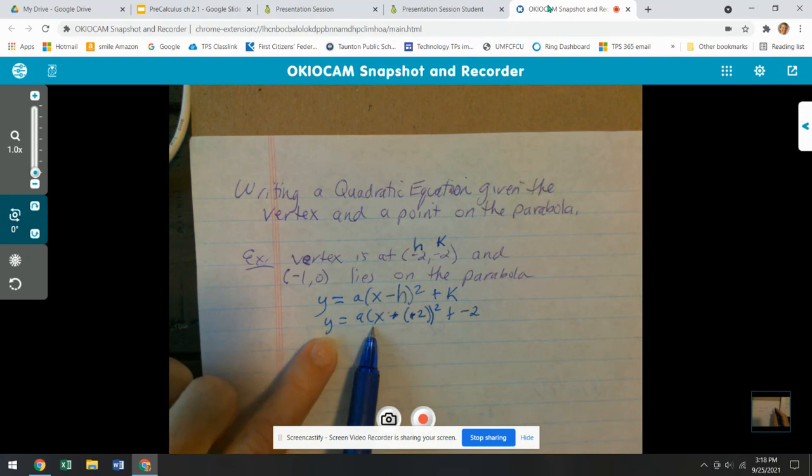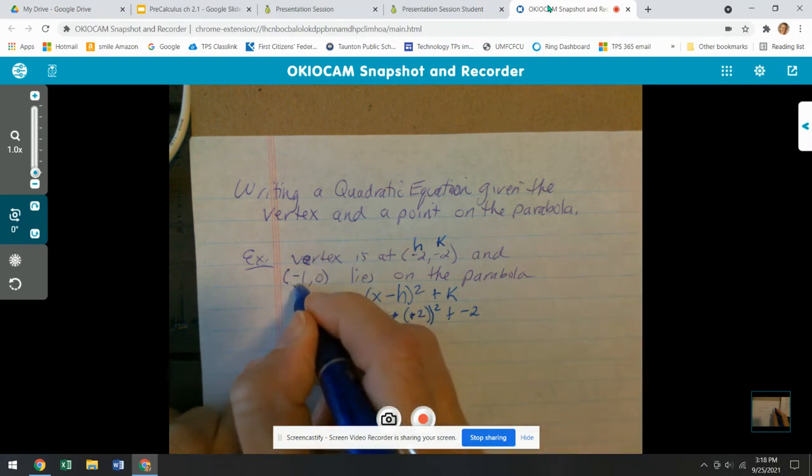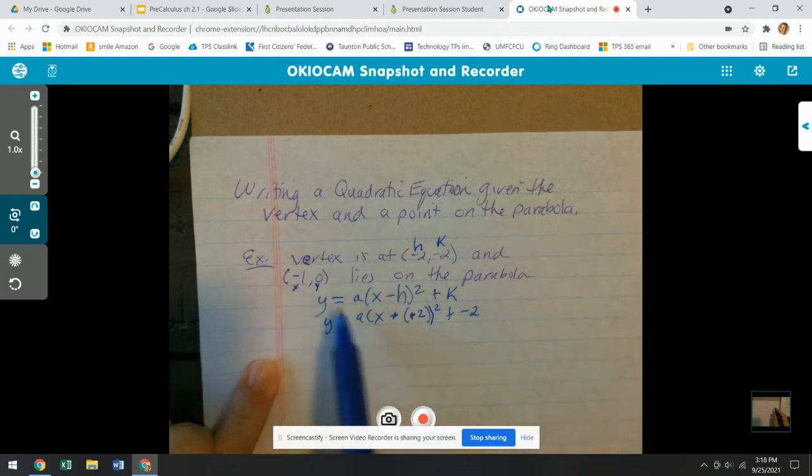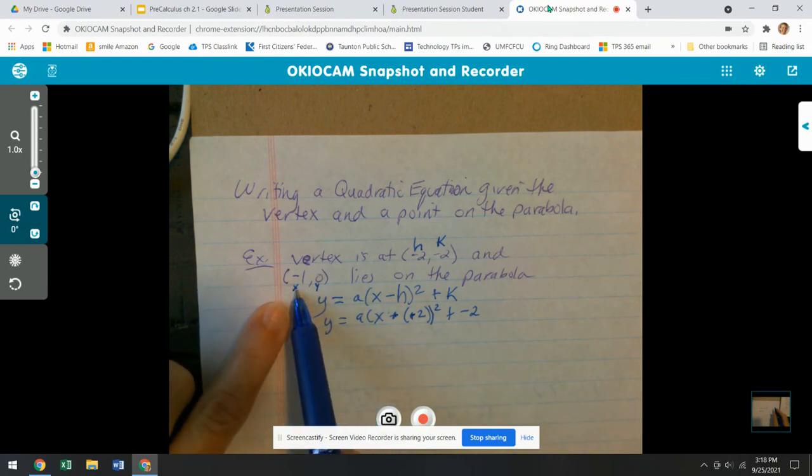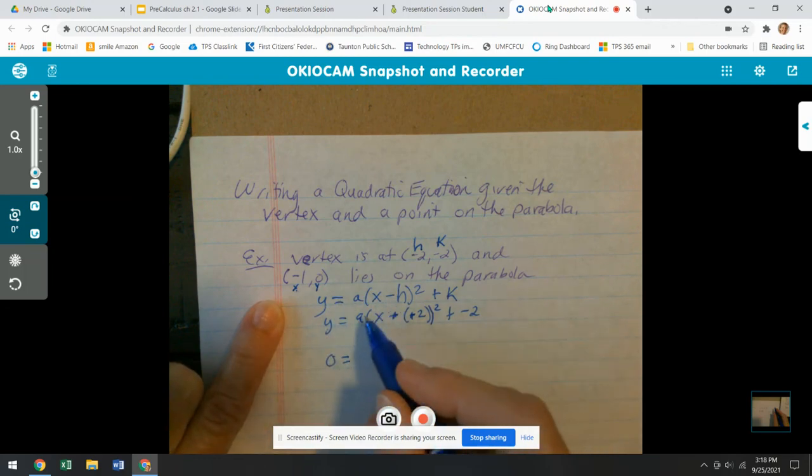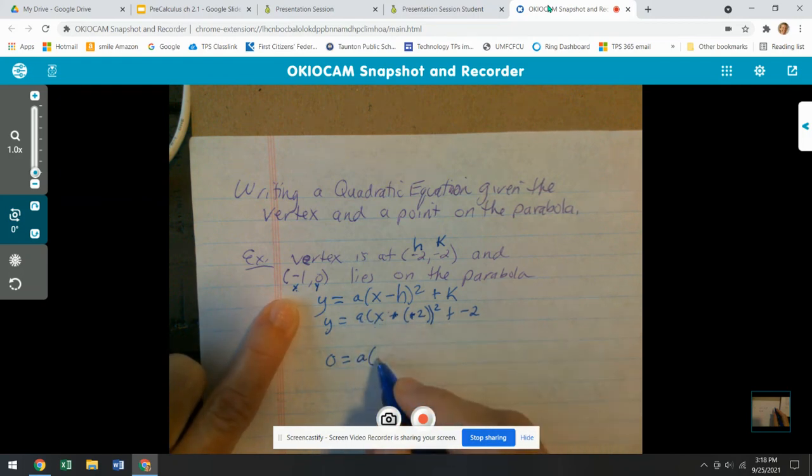I have an x value and I have a y value, and they are right here. Okay, so when I clean this up now, wherever I see an x, I'm going to put in -1. If I see a y, I'm going to put in 0. So here's the y. That's going to be 0 equals, I'm going to copy the a because that's what we're looking for. x is -1 plus 2, squared. And then I'm just going to write that as -2.